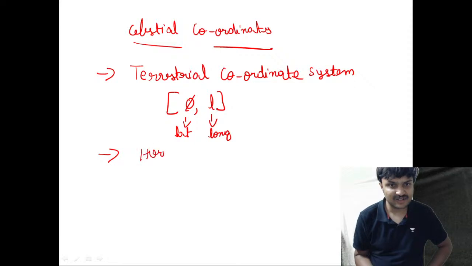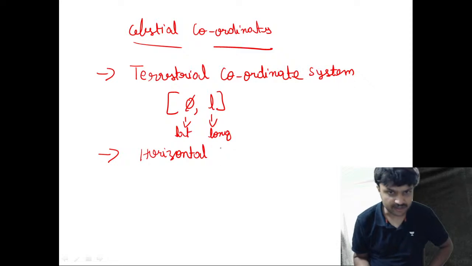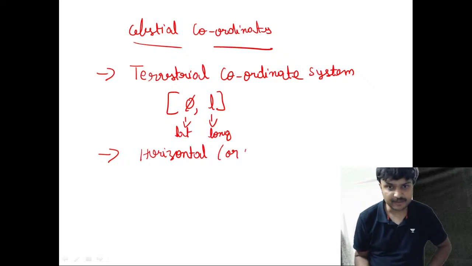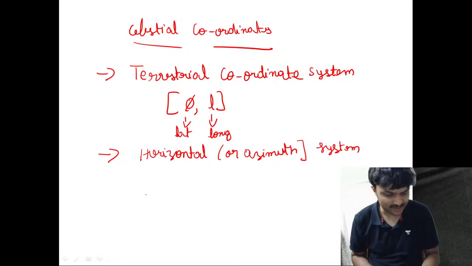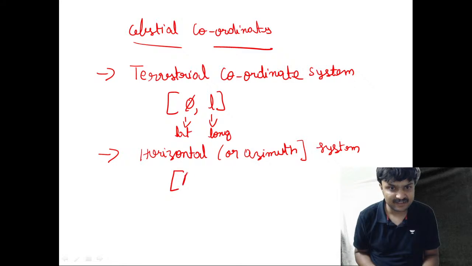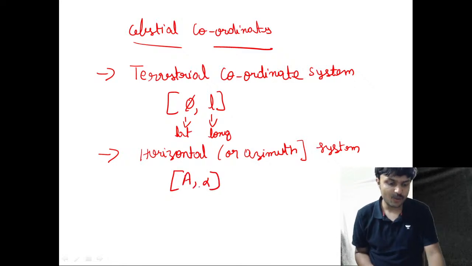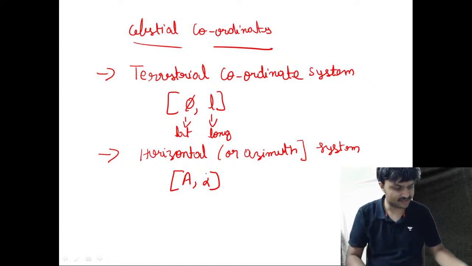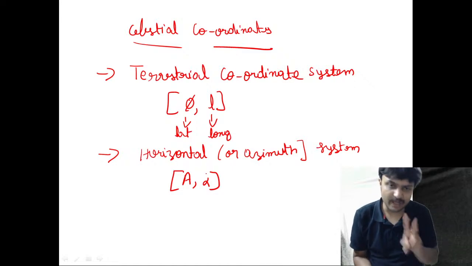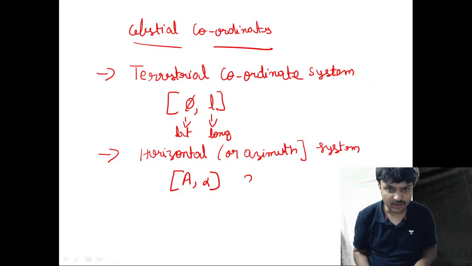horizontal coordinate. You can call it horizontal, or you can call it azimuth. I'm going to tell you what is the azimuth coordinate system. Okay, azimuth system. So it is represented with respect to A and alpha. What does this mean, horizontal or this particular azimuth thing? So it's basically a two-dimensional coordinate system. This is a 2D coordinate system.